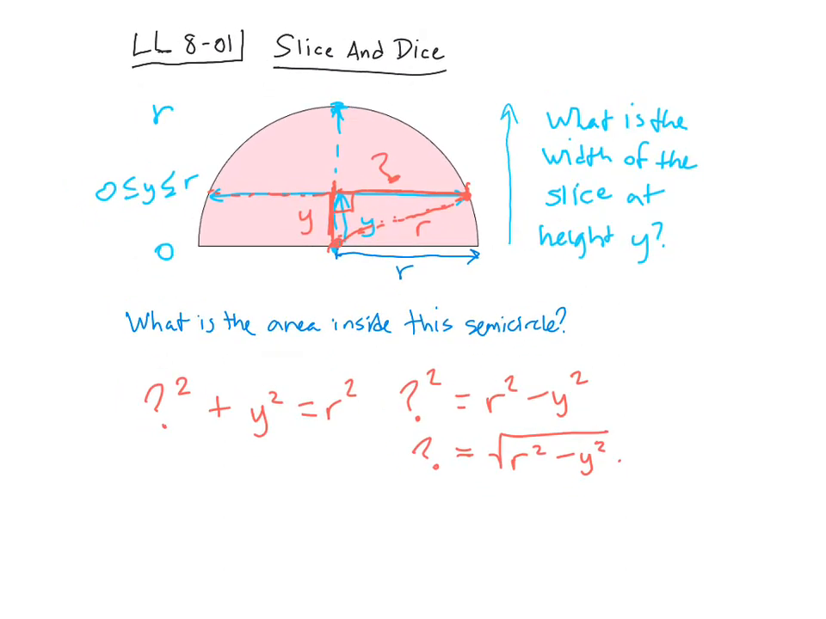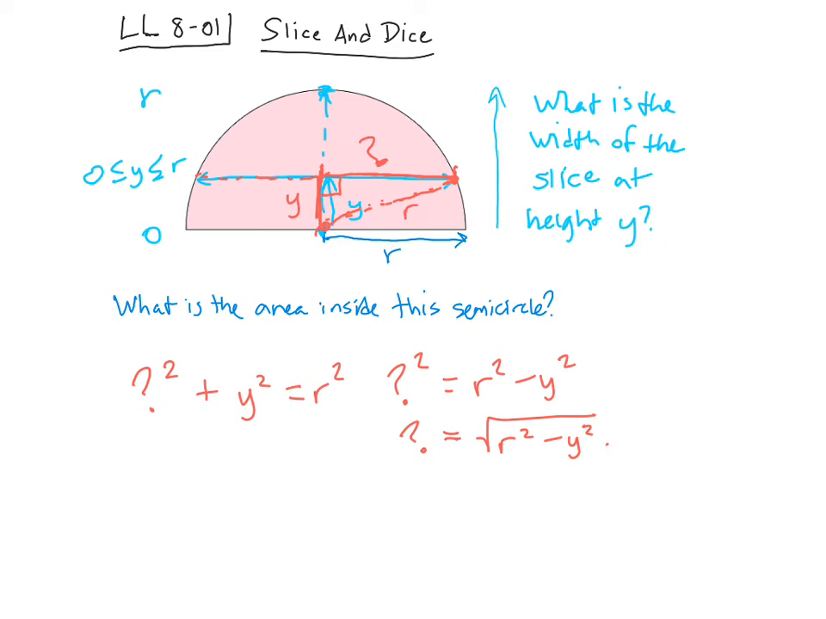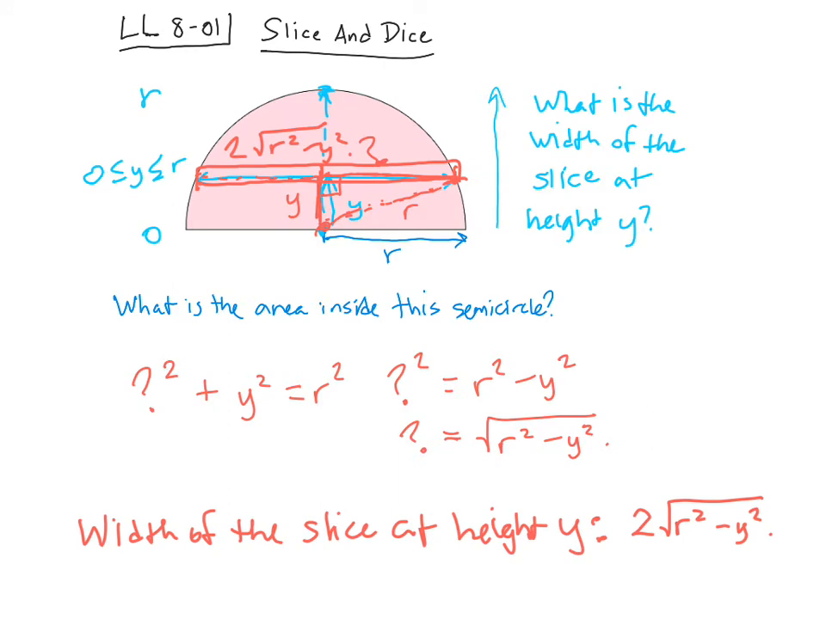Anyway, this tells us that the width of the slice at height y is 2 times the square root of r squared minus y squared. So if I draw this slice here, then its width is 2 square root of r squared minus y squared. All right. Now the next question is, what is the area of that slice?